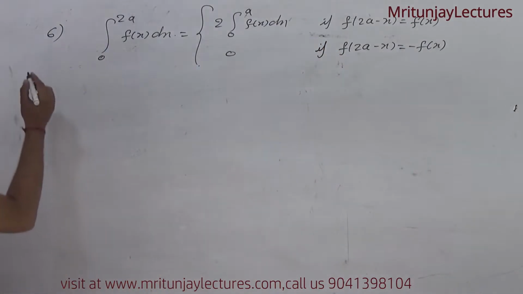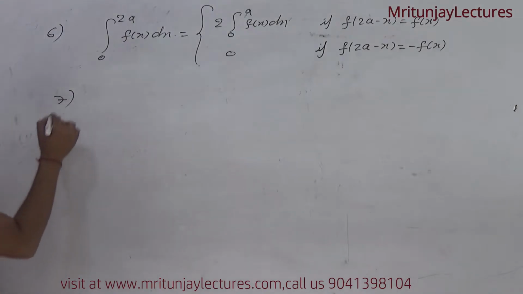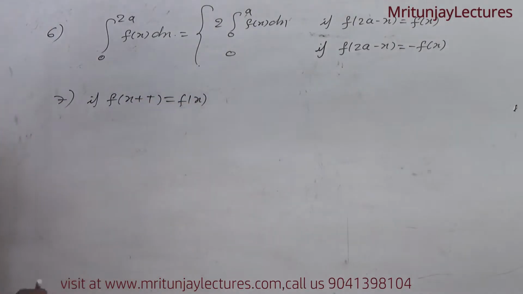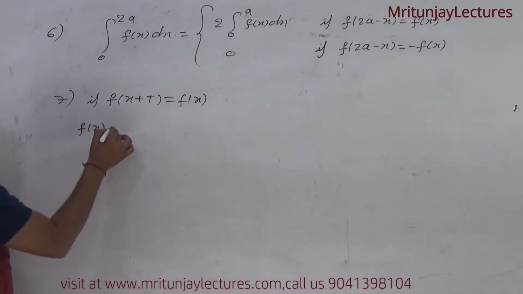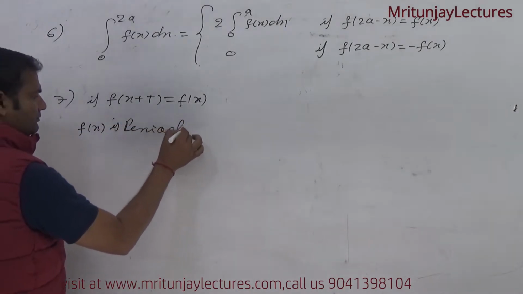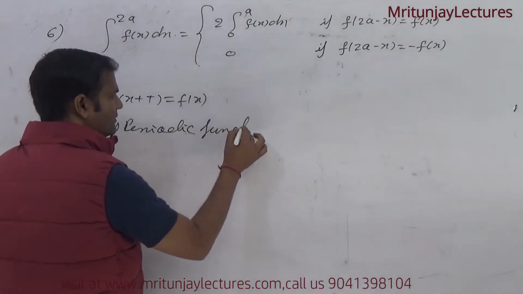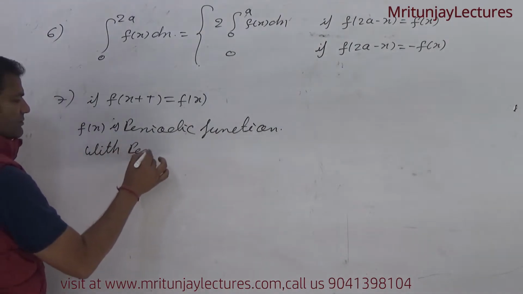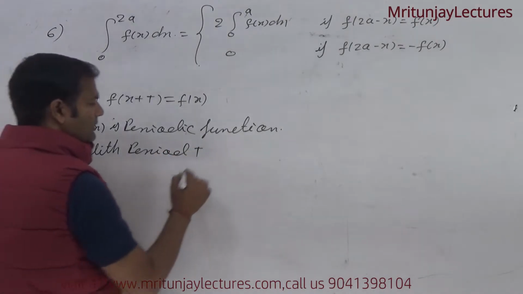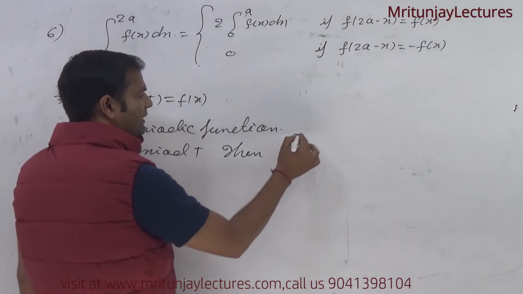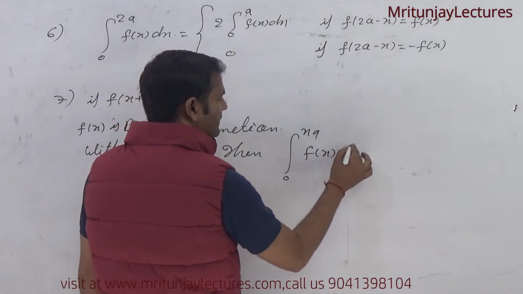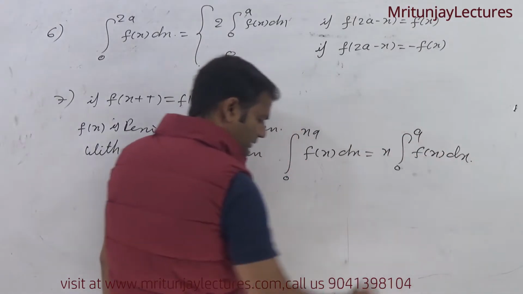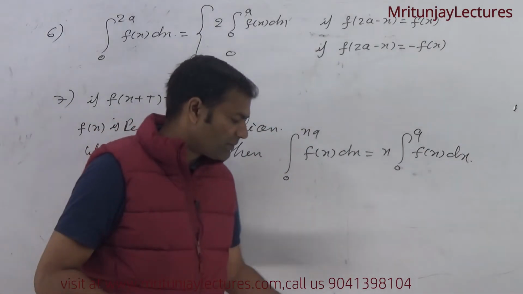Now the seventh property, similar to the fifth property: if f of x plus T is equal to f of x, which means f of x is a periodic function with period T, then integral from 0 to nT of f of x dx is written as n times the integral from 0 to T of f of x dx. Okay, these 7 properties are very powerful.